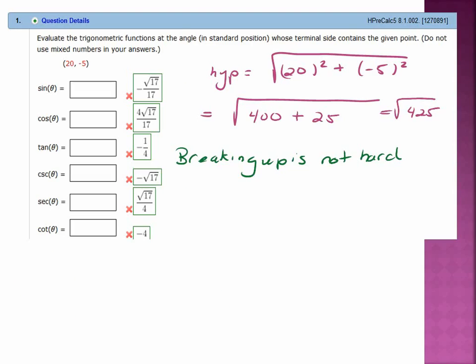So now I have the hypotenuse. And notice I asked you for the exact answer. So that's square root of 425. You see all these square root of 17s over there? So you have to break this 425 up. And that's not hard to do, unless you're in love.